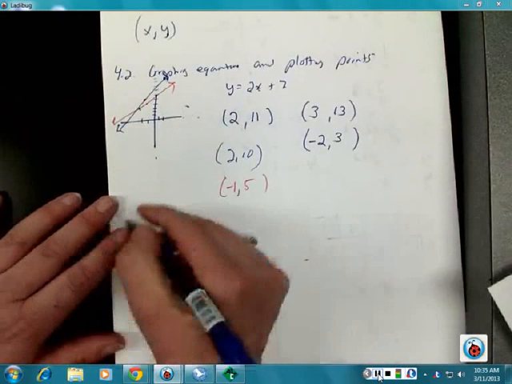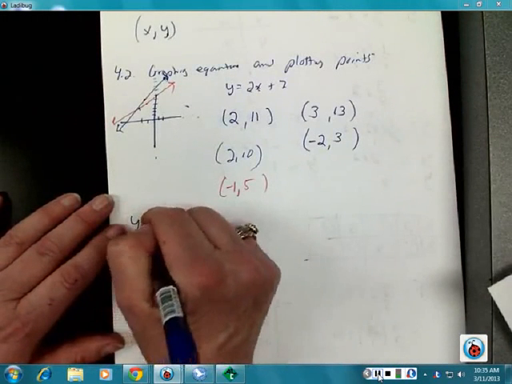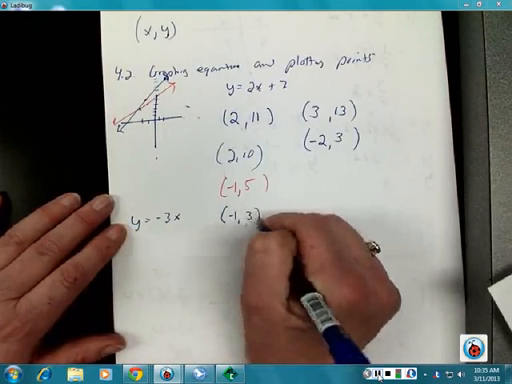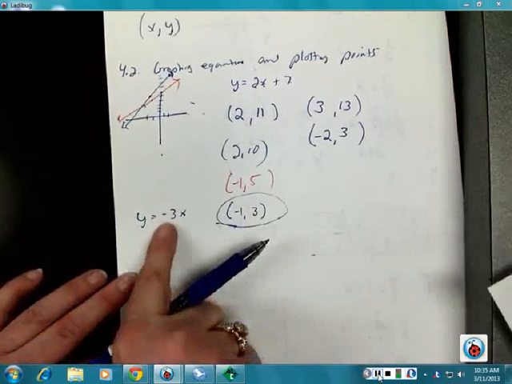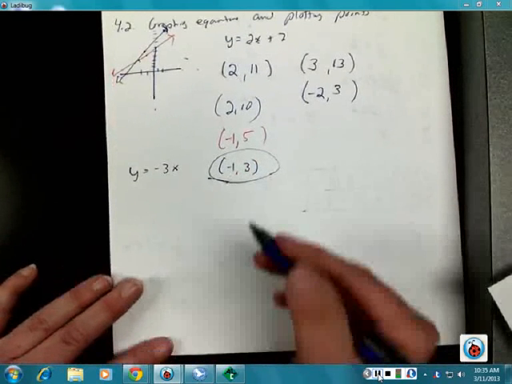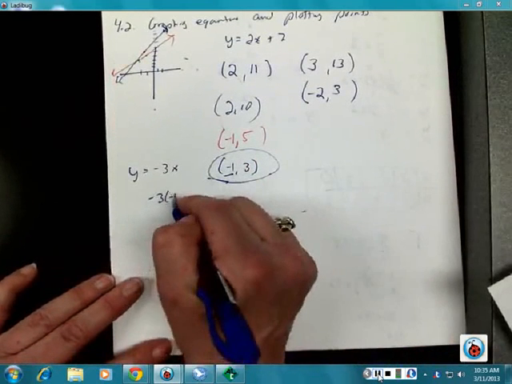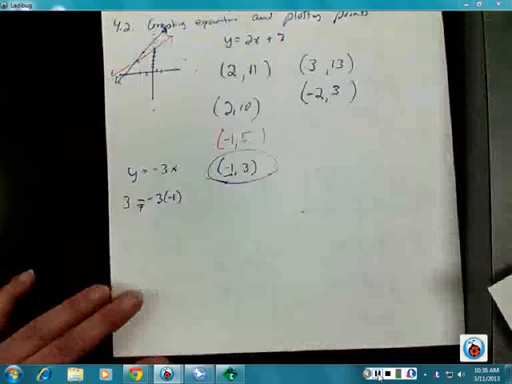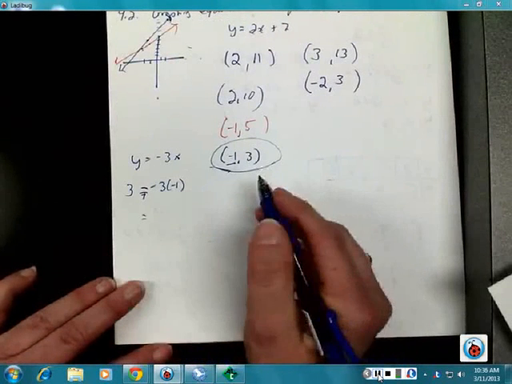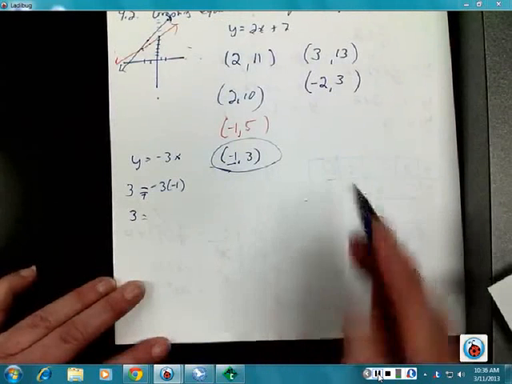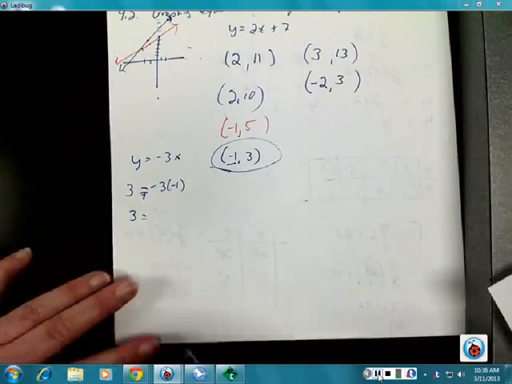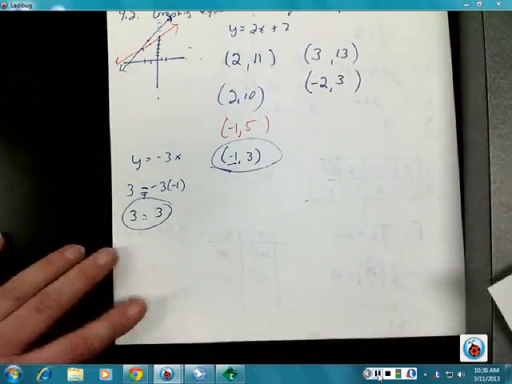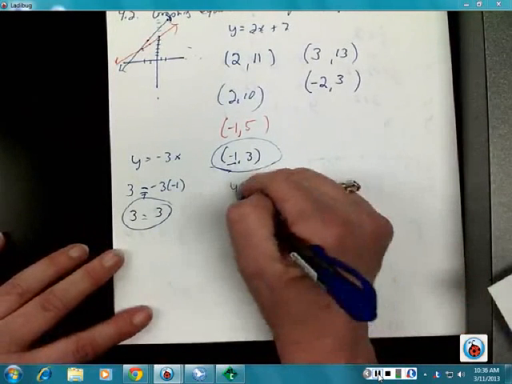Another thing in 4.2 they do is they give you an equation such as y equals a negative 3x. And they give you a point, negative 1 comma 3. Is this point on that line? So what you will do is substitute in for your x. You will substitute in for y, what you're given for your y value, and see if it works. Negative 3 times a negative 1 is? Negative 3 times negative 1? What do we get? We get a positive 3. So is it correct? Yes.